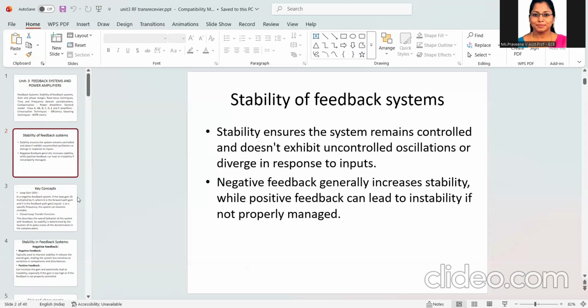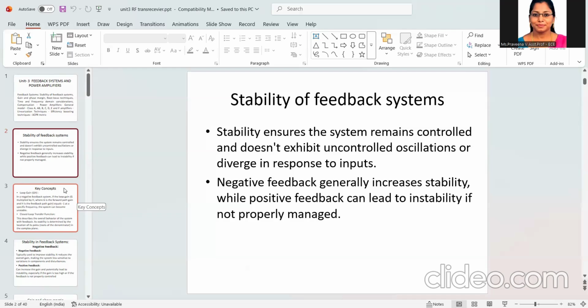And in positive feedback, a portion of the output is fed back to the input. In negative feedback it is in opposition to the input signal, whereas in positive feedback it is in phase with the input signal. That is, the feedback is given from the output signal to the input in phase with the input signal. The advantages are that it increases the gain and it is used in oscillator circuits. Let us see the disadvantages. It will reduce the system stability. It may cause unwanted oscillation. That is a drawback.